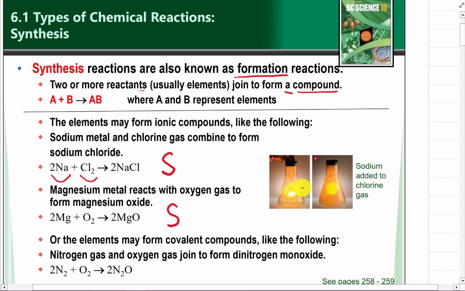Both of these are ionic compounds. But it could also be making a covalent compound. A covalent compound could be nitrogen gas and oxygen gas joining to become dinitrogen monoxide. So there's a single element here, and now there's the compound. In this case, it's a covalent compound. So that is synthesis. That's the end of our first slide. Let's go to our next slide.